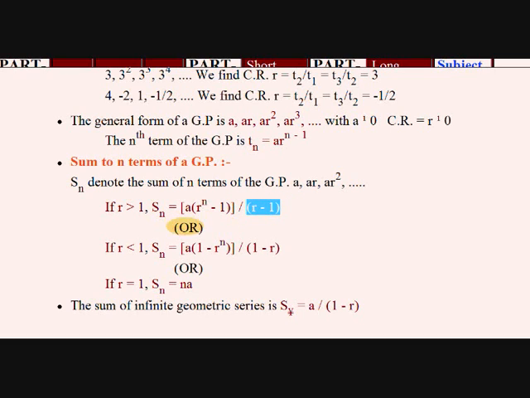Look at this, okay, r. If r is greater than 1, that is, r is the common ratio and is a positive number. If r is less than 1, that is, if it is a negative or a fractional number, it's going to be a into 1 minus r to the power n. Instead of r to the n minus 1, we are going to make it 1 minus r to the power n.